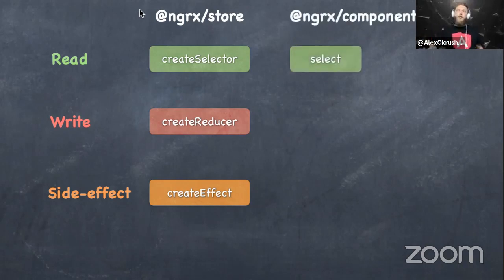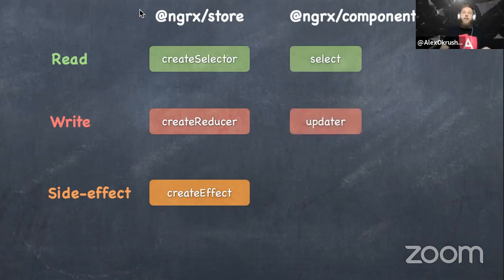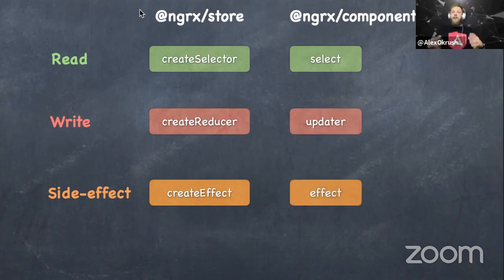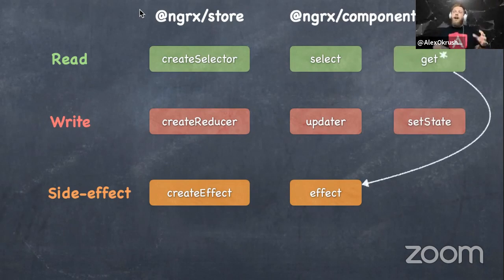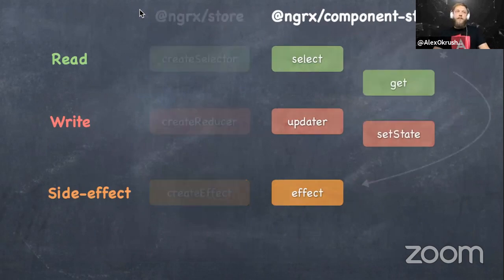In the NgRx component store, we also have the ability to read the state with a select method. We can write with the updater method, and we can create side effects with the effect method. So you can see some of the parallels there. There are a few other things that component store provides in addition, but I won't be mentioning too much about them. For example, you can also get the state imperatively, which was just recently added, but that's more encouraged to be used in effects and things like that, which we won't be covering today. All right, but let's take a look at select, updater, and effect, and how they can be used.